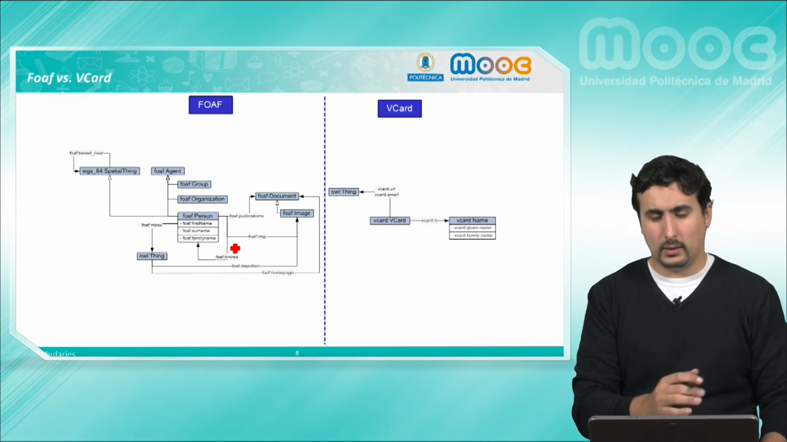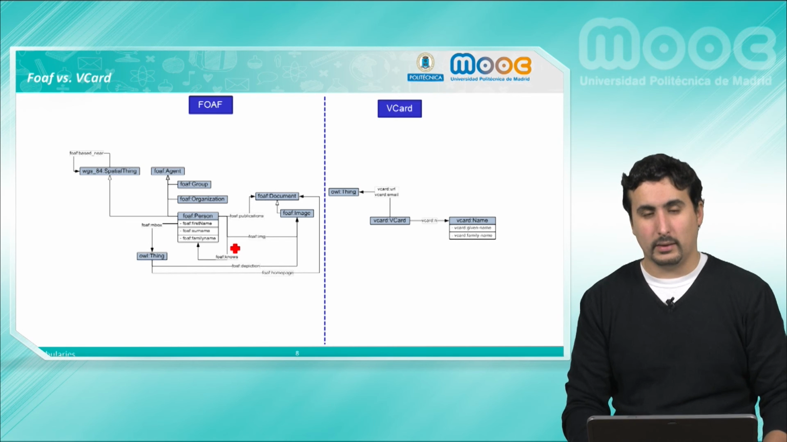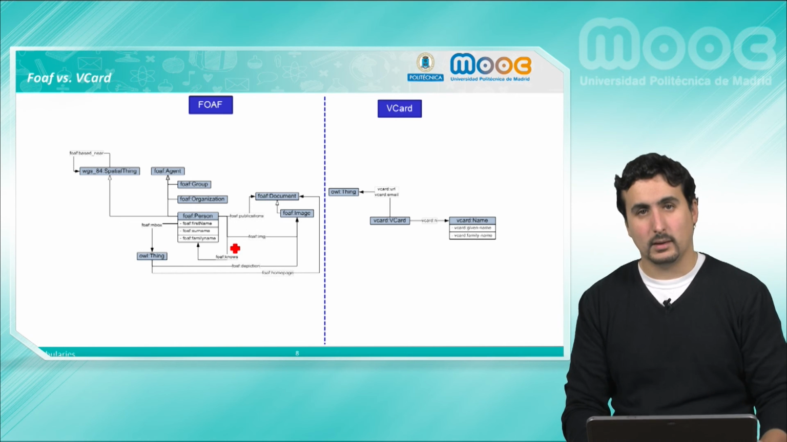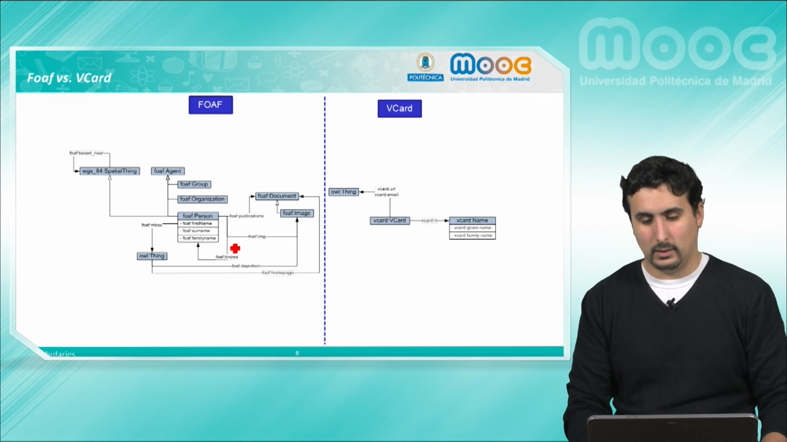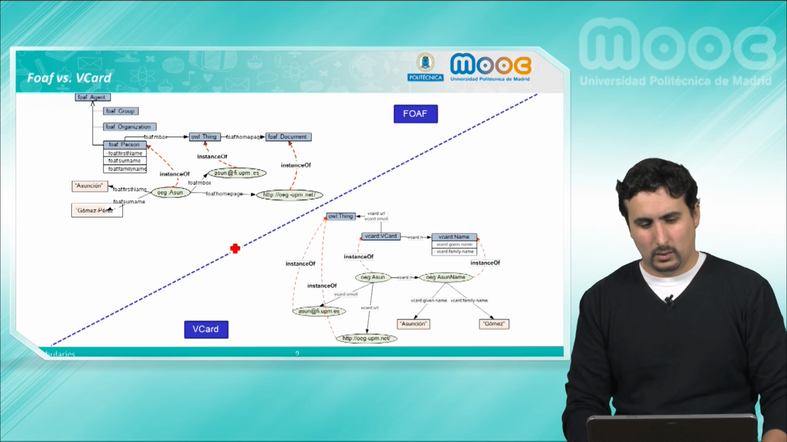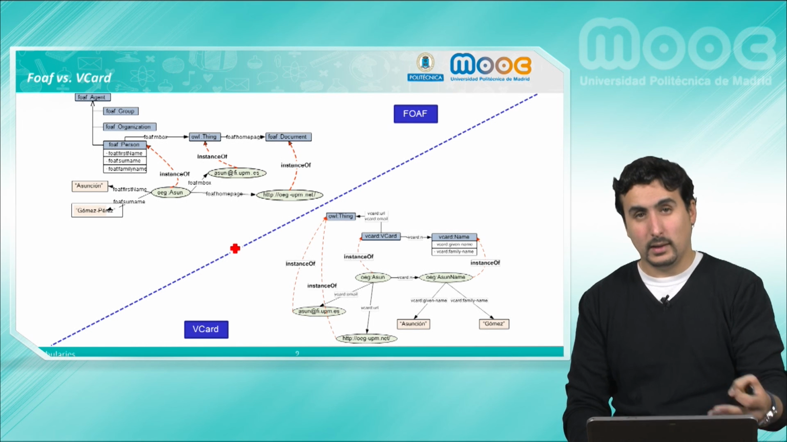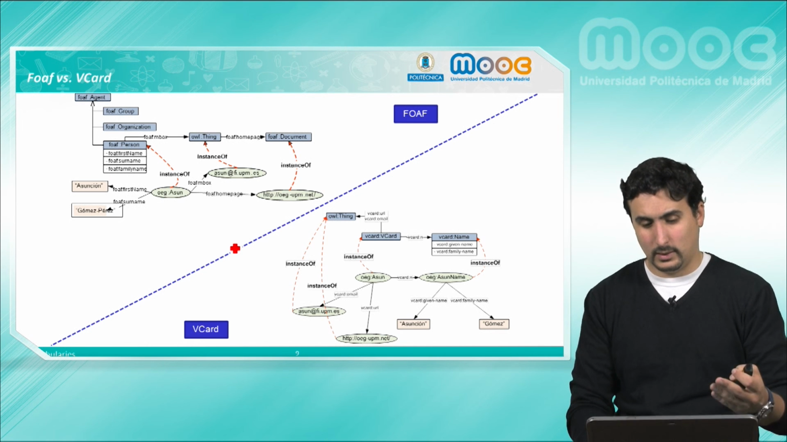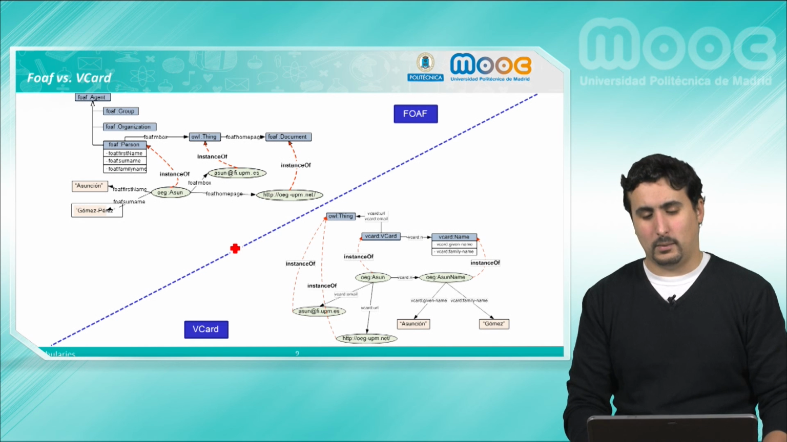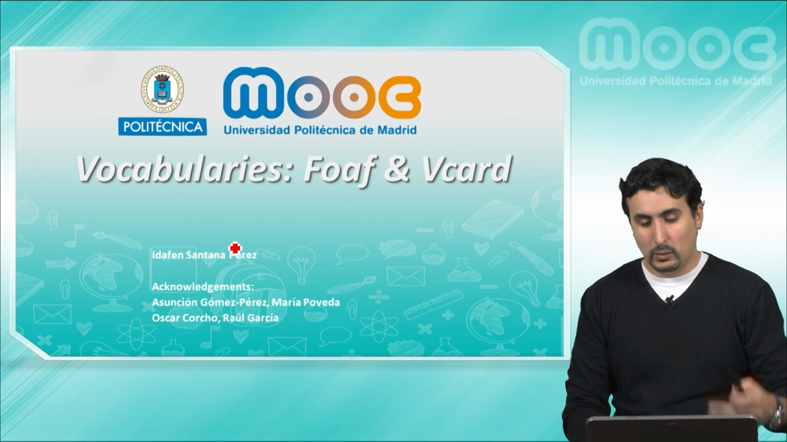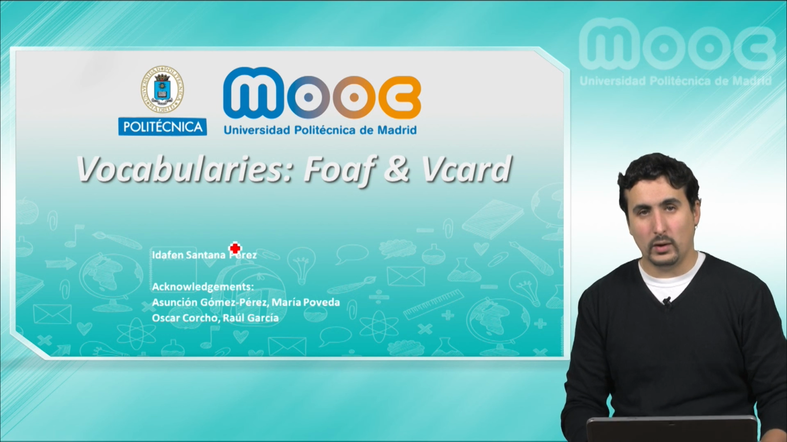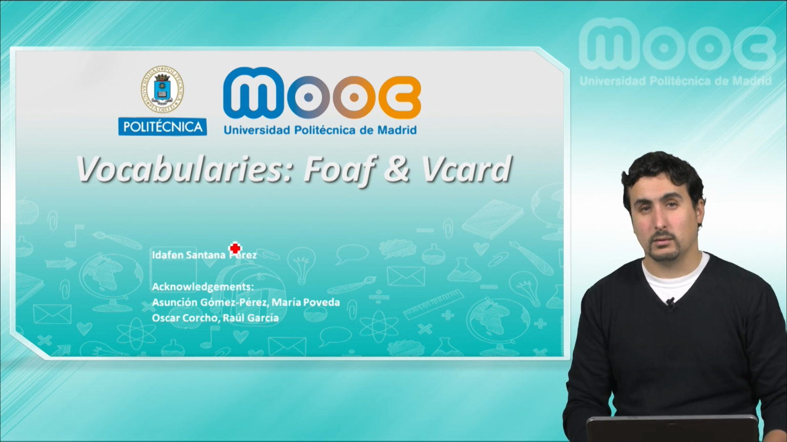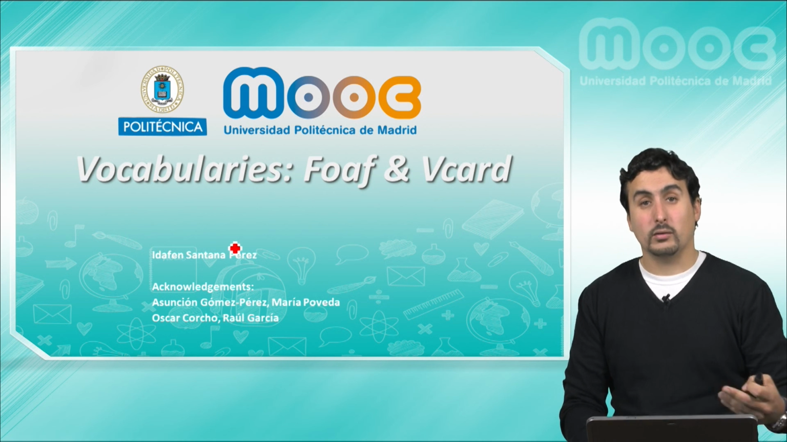So as we see, FOAF is a more complete vocabulary overall than vCard, but both of them serve the same purpose, which is representing personal information. This is how they compare. As we see here, we can represent the same type of information but using different classes. As we introduced before, these are some of the most popular vocabularies, and you will probably end up using one of them or querying a dataset that uses either FOAF or vCard, because personal information is one of the most represented information on the linked open data cloud.